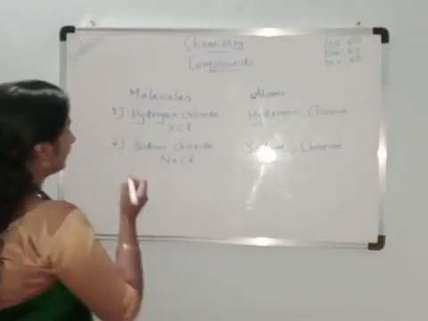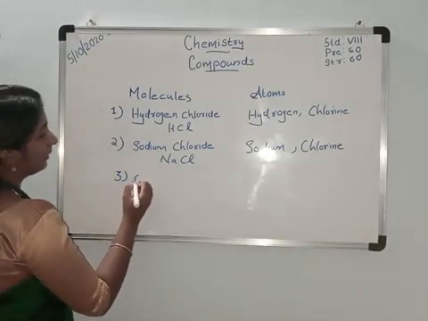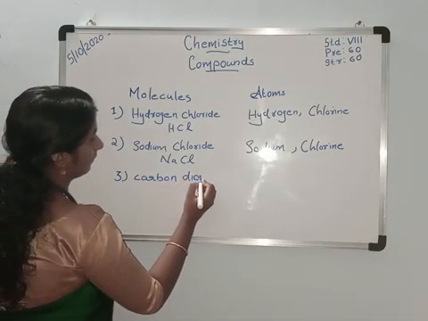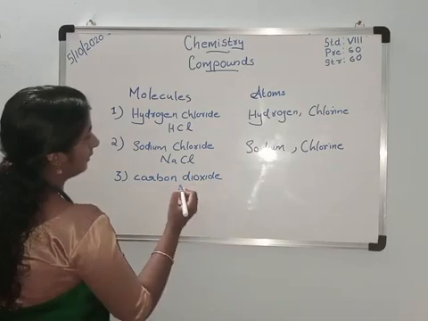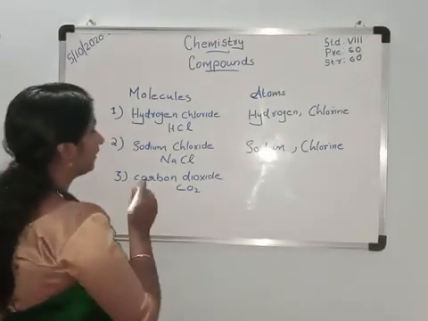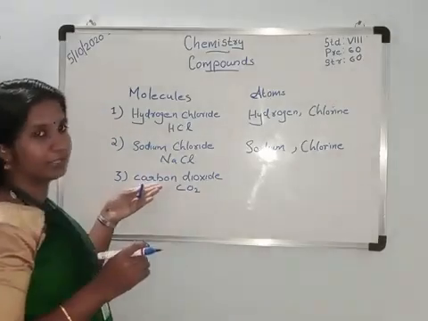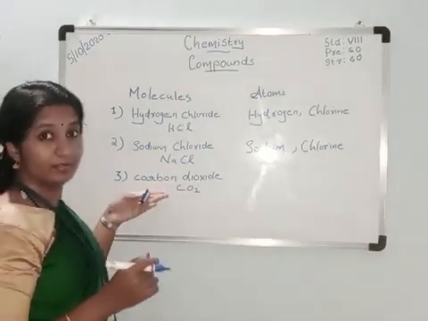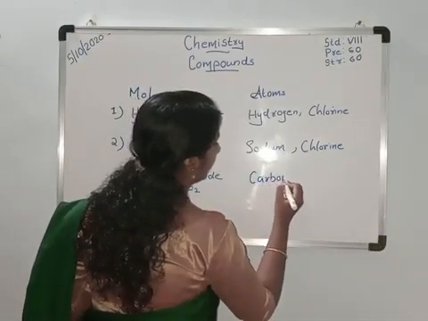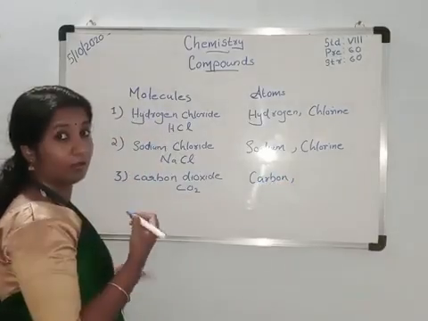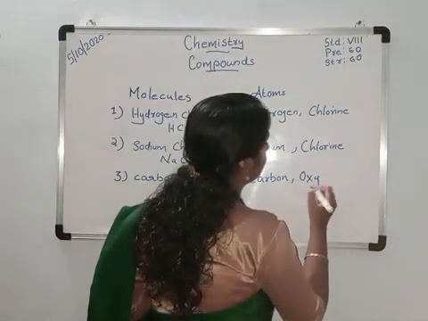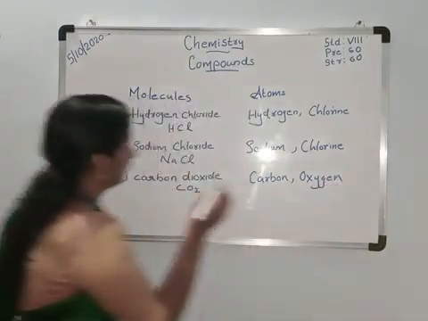Now next one is carbon dioxide. That is CO2. What are the atoms in carbon dioxide? Yes, carbon. And then what? Carbon and oxide. Oxide means? Yes, oxygen. Carbon and oxygen are present in carbon dioxide.